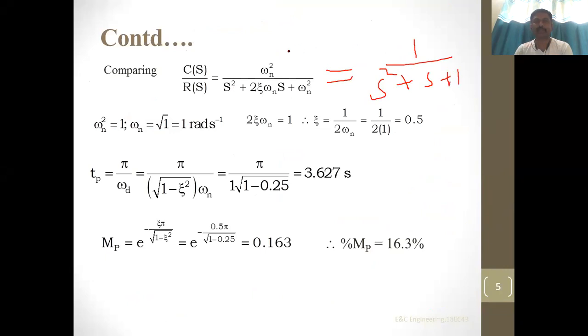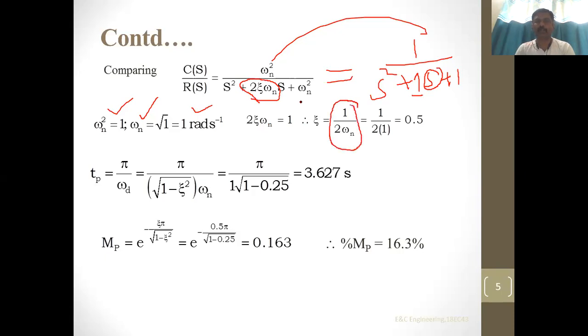After comparison, what is the value of omega n square? Omega n square is 1. What is omega n? Root of 1, that is 1 radians per second. Next, in the denominator, 2 xi omega n s. Now this is s. Is it okay? This coefficient is 1. Thereby 2 xi omega n is equal to 1, or what is xi? Xi is equal to 1 by 2 omega n. Omega n is 1. Thereby this is 1 divided by 2 into 1, which is 0.5. Now what is the value of xi? Xi is 0.5, which is less than 1, so it is an underdamped case.